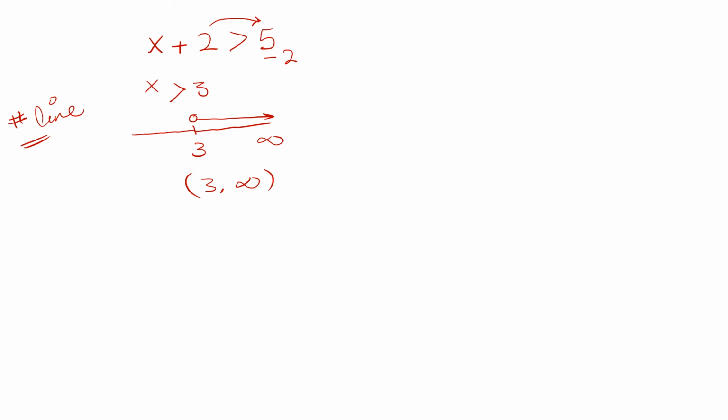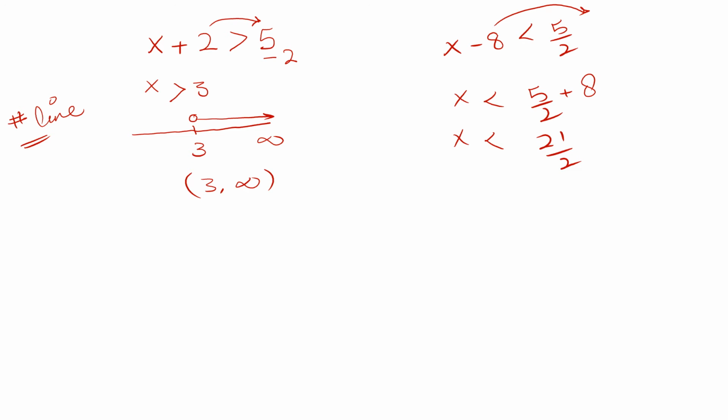Now if the question comes x minus 8 less than 5 over 2, for example, bring the 8 to the other side. x is less than 5 over 2, and minus 8 on the other side gives you plus 8. Then just make it 8 times 2, 16. 16 plus 5 will be 21 divided by 2.